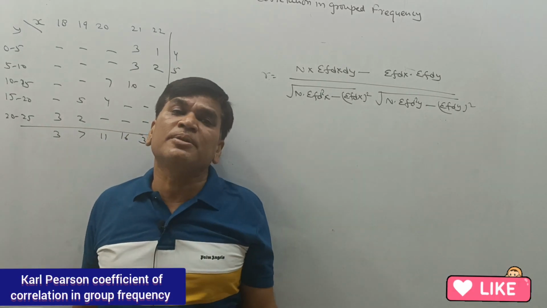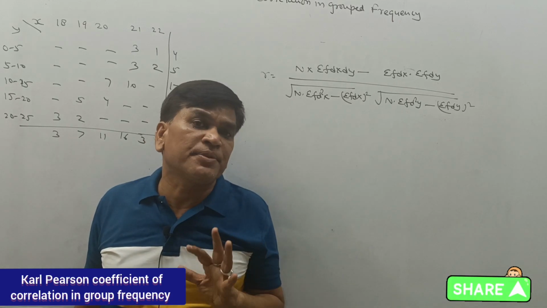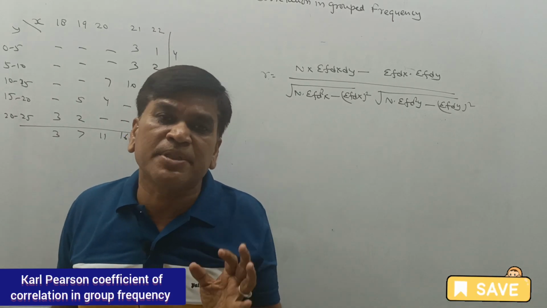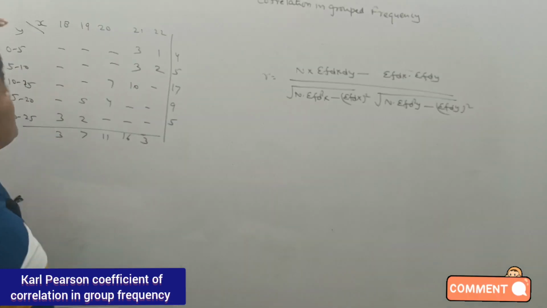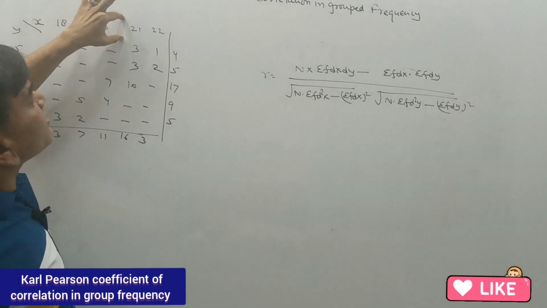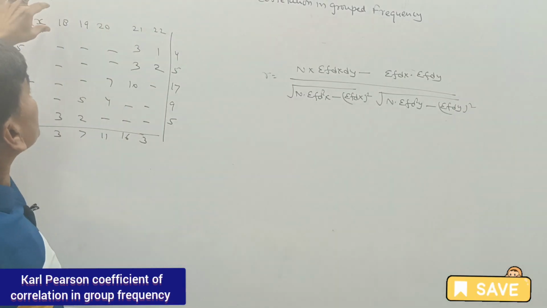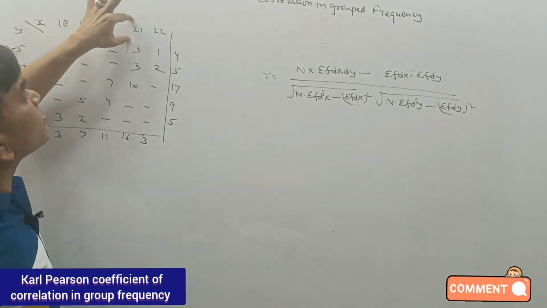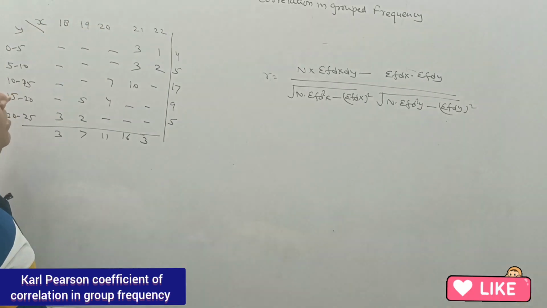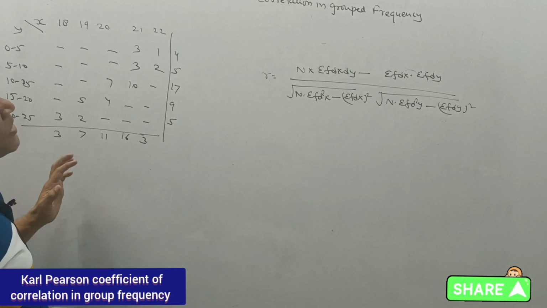If you have to calculate the value of the Pearson coefficient of correlation here, one side is given as 18, 19, 20, 21, 22, and the other side is also given as class intervals. No problem at all. This is the kind of question.